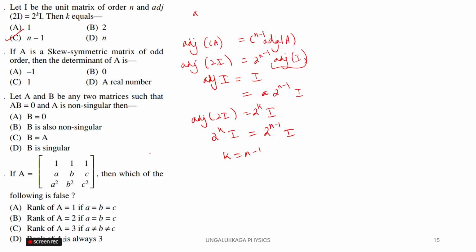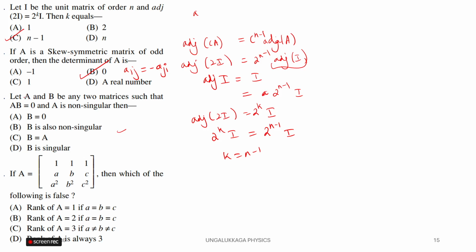If A is a skew matrix of odd order, then the determinant of A is, obviously for a skew matrix, the entries in the diagonal are 0. Then the determinant of A is equal to 0. What is the idea of skew symmetric matrices? Aij is equal to minus Aji. If you take a transpose there will be a negative sign, so you will have the determinant as 0.